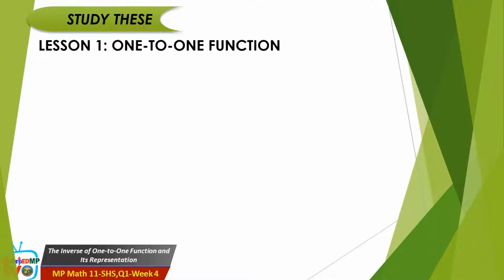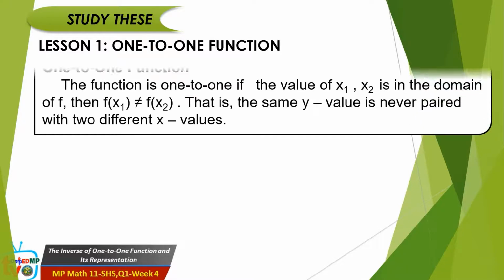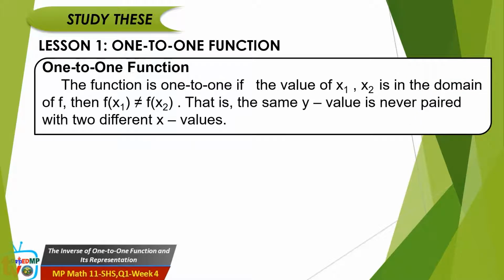Let's start with lesson 1. Study the definition of one-to-one function. A function is one-to-one if, for x sub 1 and x sub 2 in the domain of the function, the function of x sub 1 is not equal to the function of x sub 2, meaning the value of y is never paired with two different values of x.